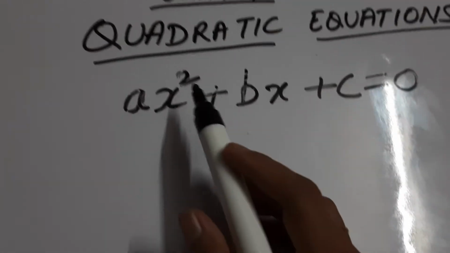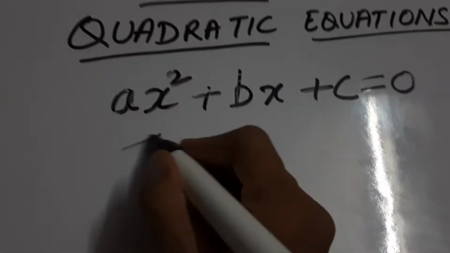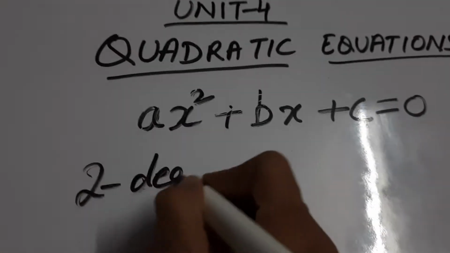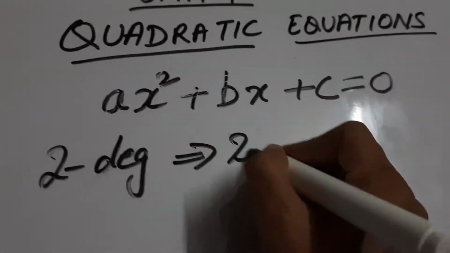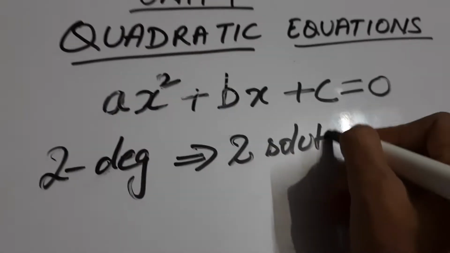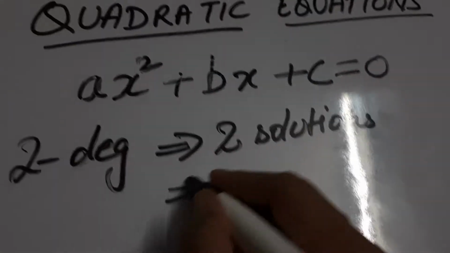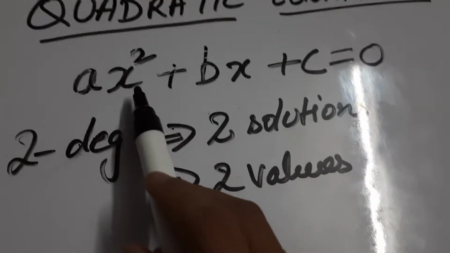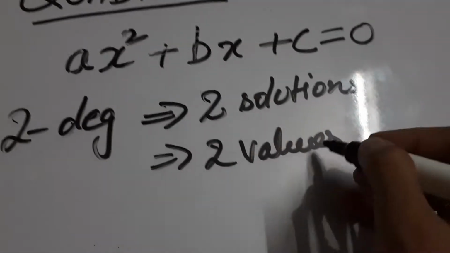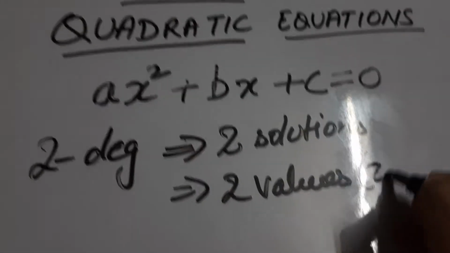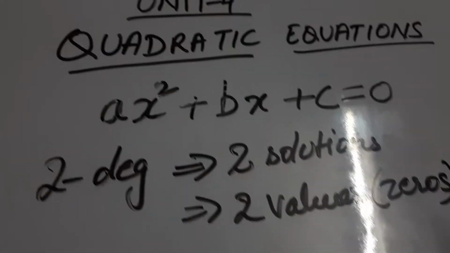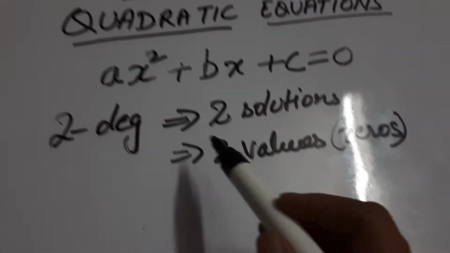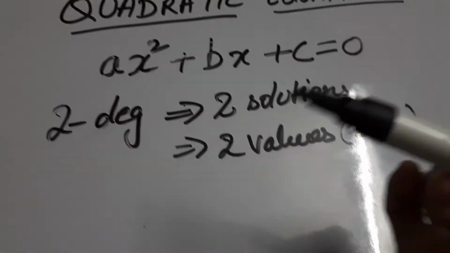As it is a 2-degree equation, we will get 2 solutions for this equation. 2 solutions means 2 values of the variable. If the variable used is x, then 2 values of x, and as you know, we call these values zeros also, right? So whatever is the degree of the equation, we will get the same number of solutions. जितनी डिग्री होती है उतने ही हमें सॉल्यूशन मिलते हैं.